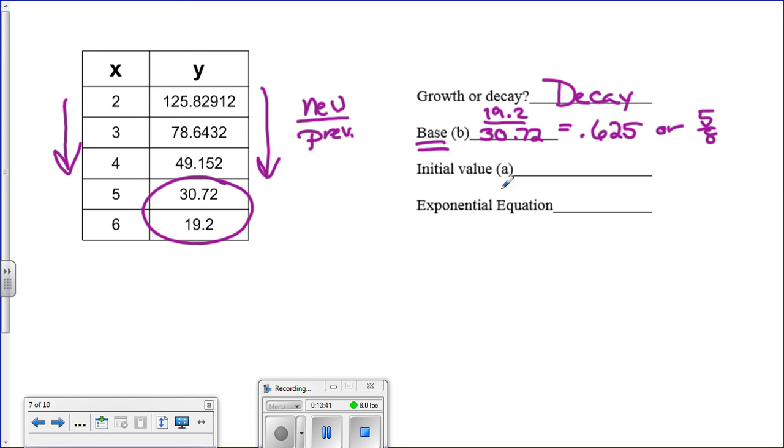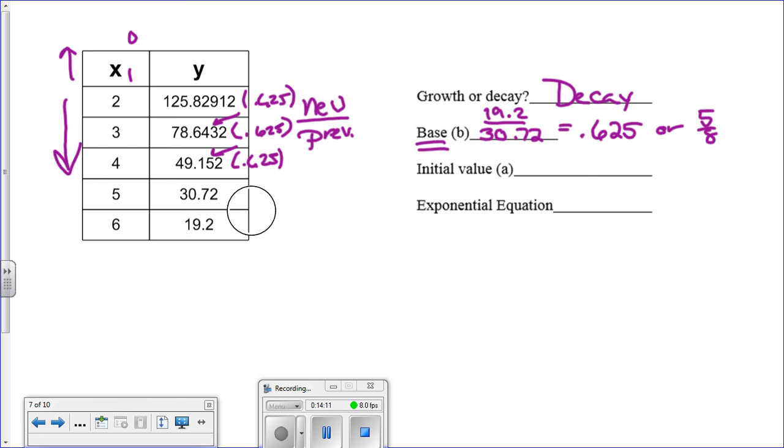Now my initial value, again, I could continue my table going the other direction. So instead of multiplying by 0.625, because if I work this way on my graph, I will multiply by 0.625, and that's going to give me this answer, and then I'll multiply by 0.625 again, and again. Going the other direction, I would just divide. So I could do that twice if I really wanted to.